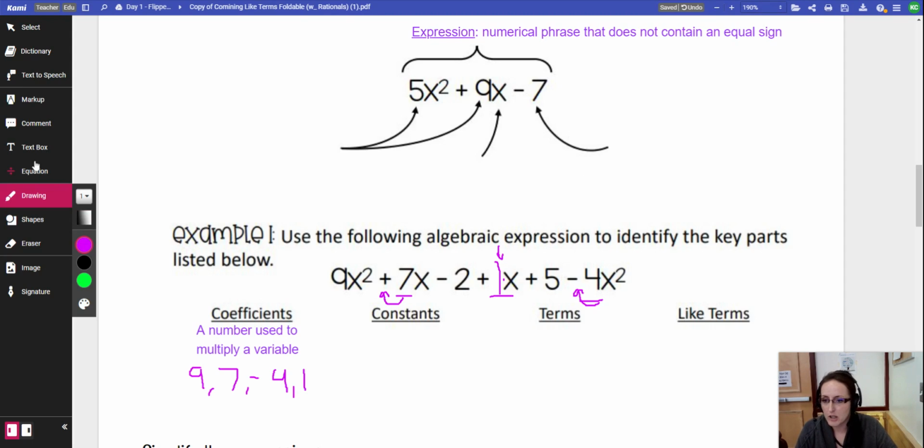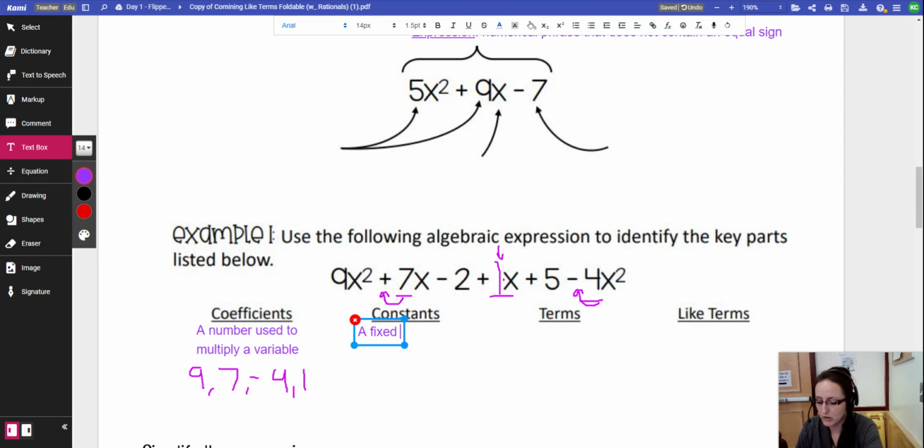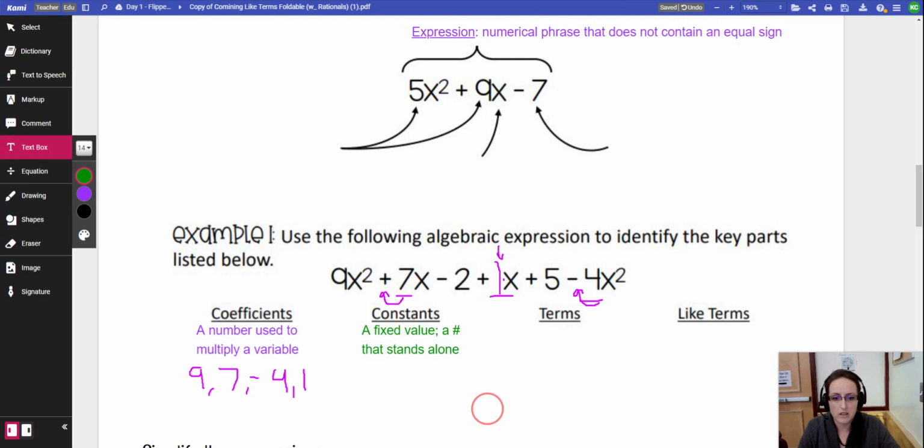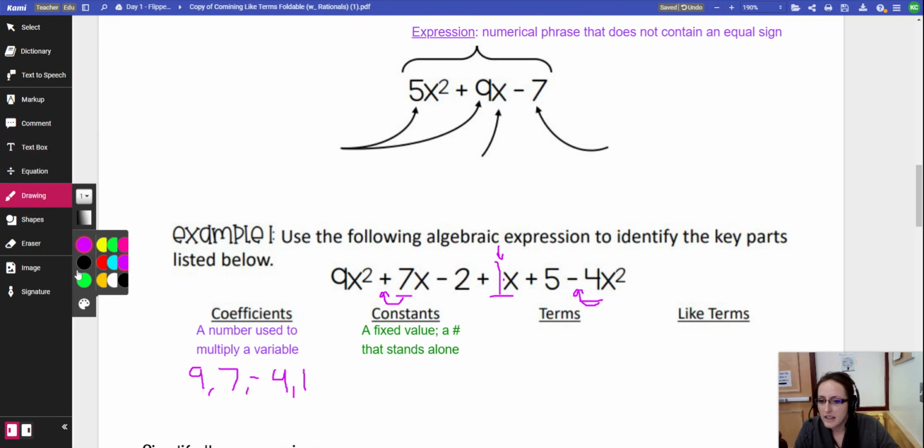All right, let's talk about constants. Constants are a fixed value. In other words, it's a number that stands alone. A number that stands alone. And what I mean when I say that it stands alone is that it doesn't have a variable with it. That means it is a number that lacks a variable. And we'll go ahead and color code this because I love color coding things. So it's a number that lacks a variable.